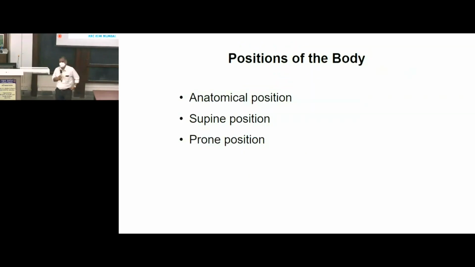Supine position. When we lie on the back, it's called supine position. When we lie down on the belly, it's called prone position. So when you dissect the cadavers, it's supine position or prone position.